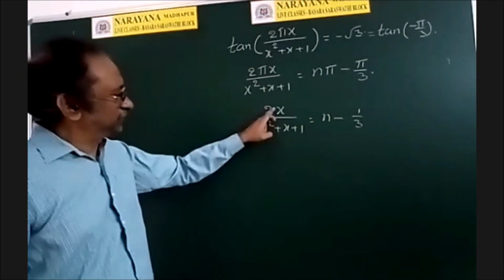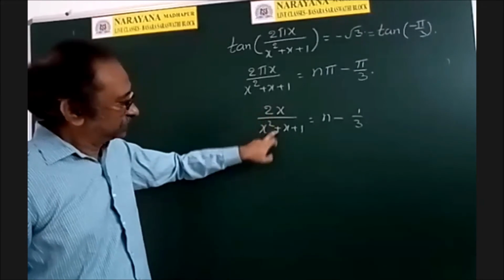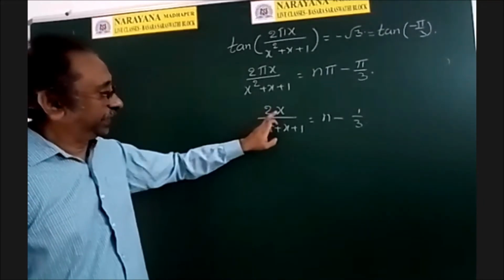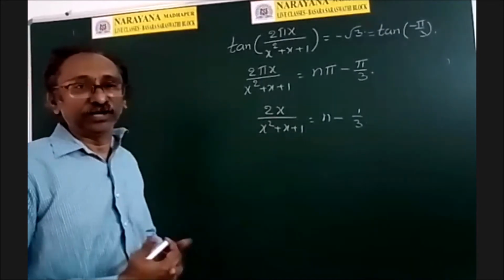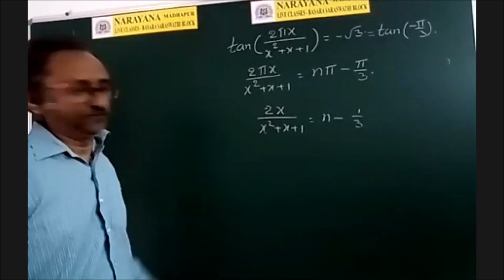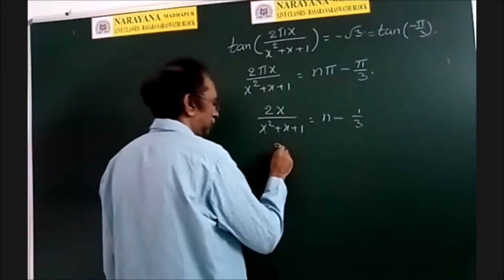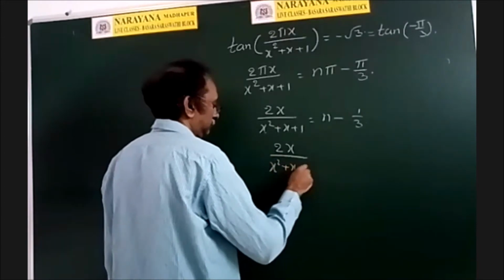Now dividing this with x is difficult, but dividing this with x is easy. Dividing x with x square plus x plus 1 means we can't get anything. But if you divide this with x, we can simplify that. Therefore, first of all, write like this.